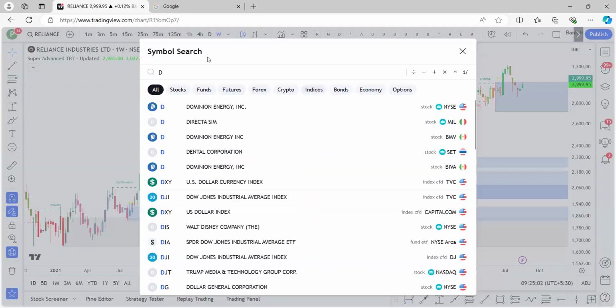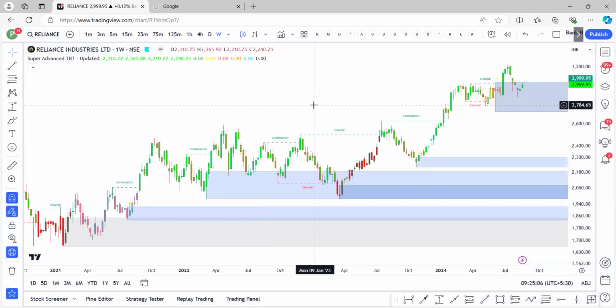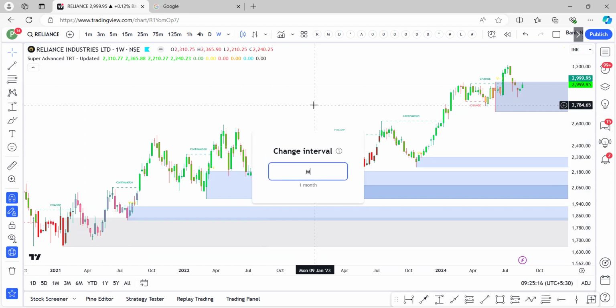If I press D, then stock symbols will start appearing. So don't press any letter, press a number first, then change it to D, W or M. D is daily, H is hourly, M is monthly. So this way you can use that.